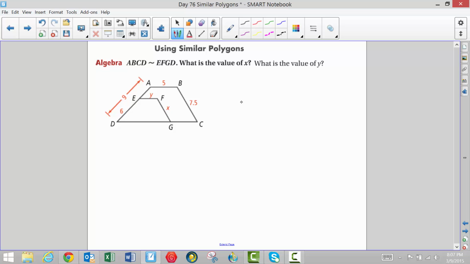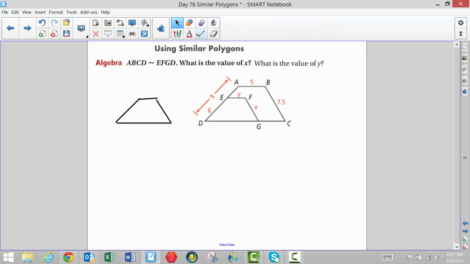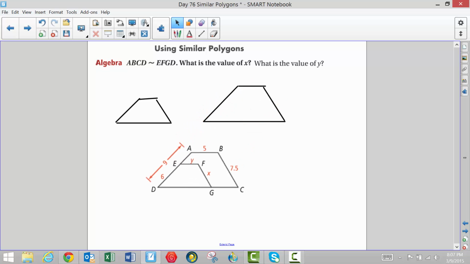So let's try the similar trapezoids. So I have ABCD is similar to EFGD. What's the value of X and what's the value of Y? So what I'm going to do is retrace my two trapezoids. I can't assume they're trapezoids because I don't know that AB is parallel to DC. So I just redrew my two shapes.